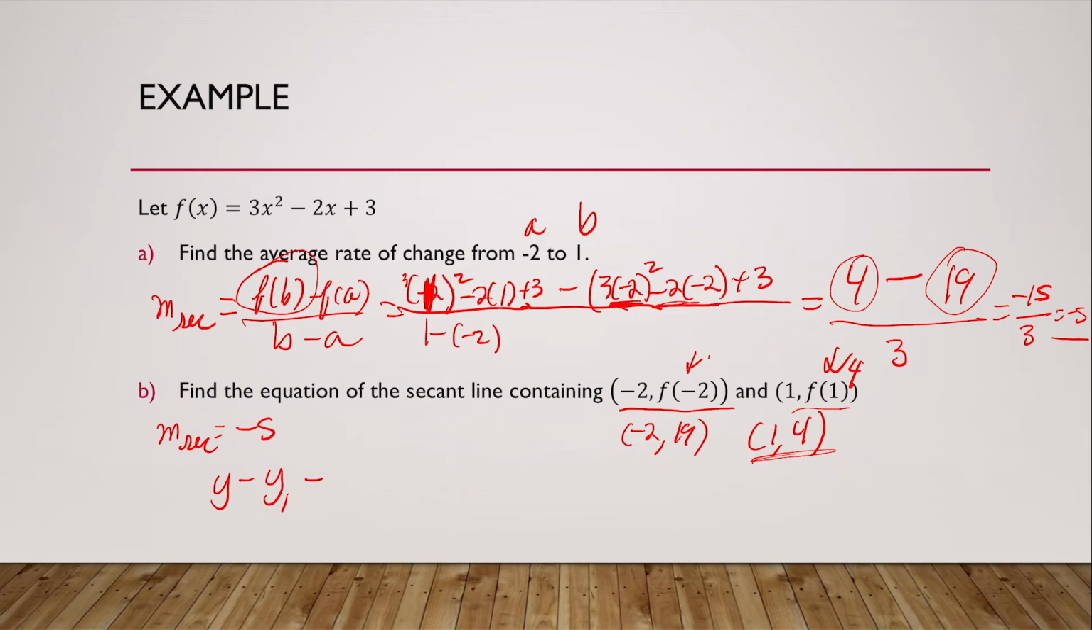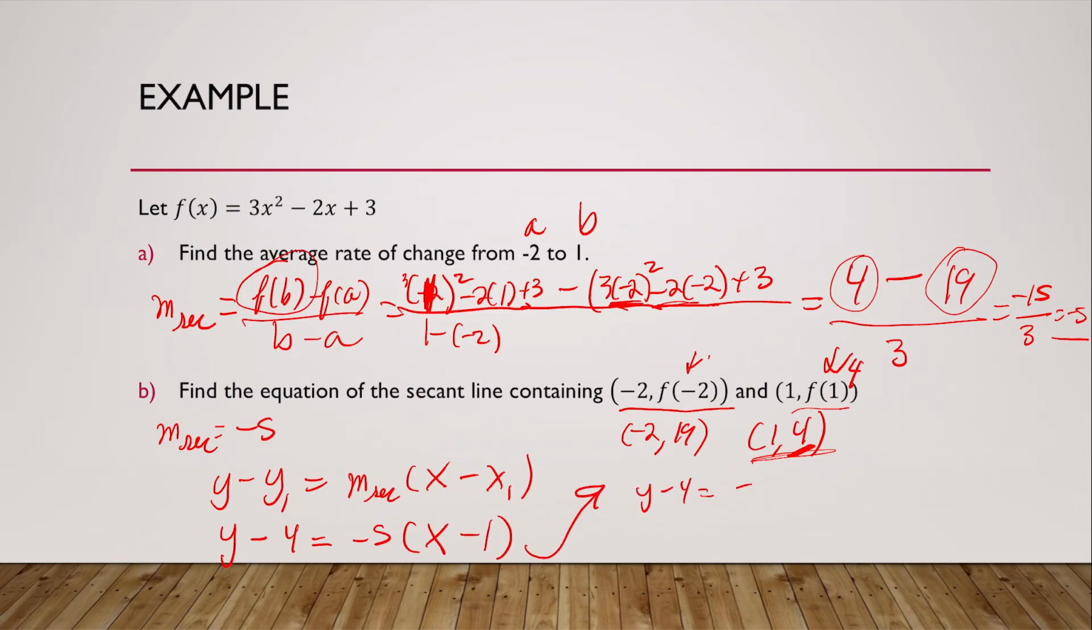So y minus y1 equals m secant times x minus x1. Then I go ahead and substitute in. Y minus 4 equals negative 5 times x minus 1. That's going to give me y minus 4 equals negative 5x plus 5. Add 4 to both sides, and I get y equals negative 5x plus 9. And this is the equation for the secant line.